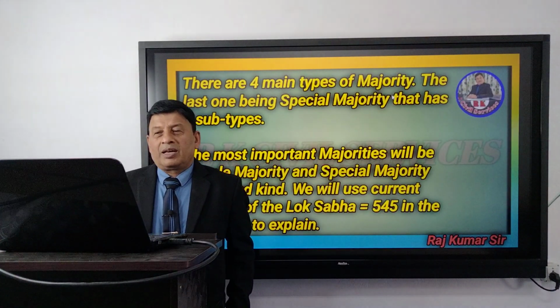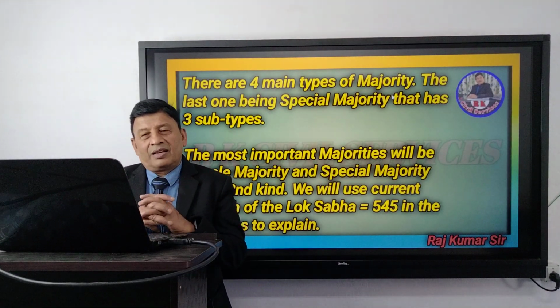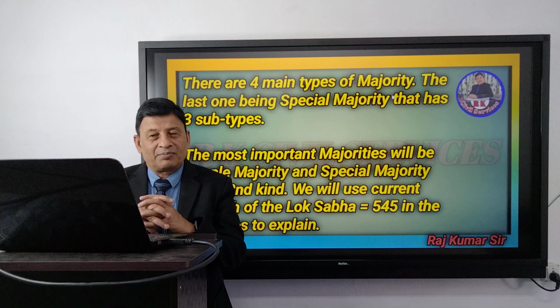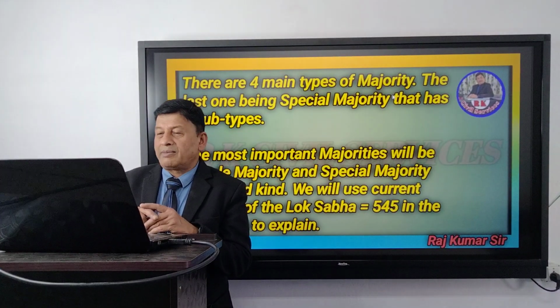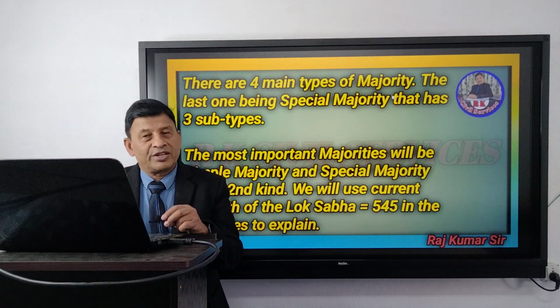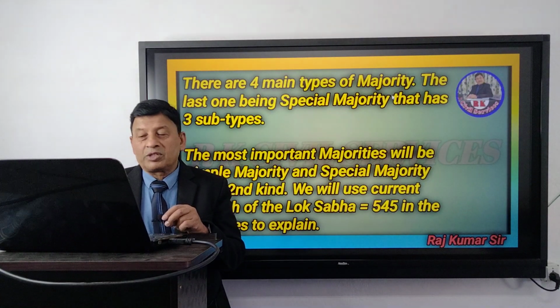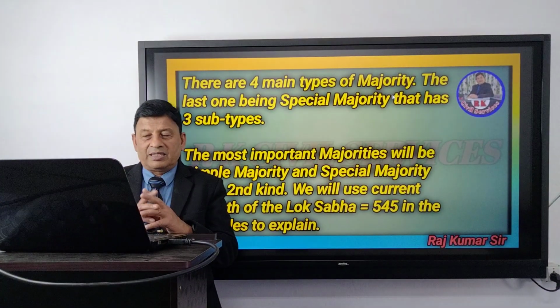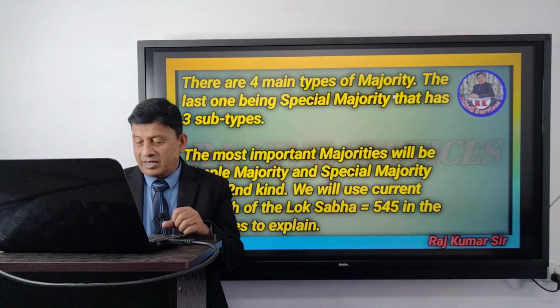There are four main types of majority, right? The last one being a special majority that has three subtypes, okay? The most important majority will be a simple majority and a special majority of the second kind. We will use the current strength of the Lok Sabha, which is 545, in the examples to explain, okay?